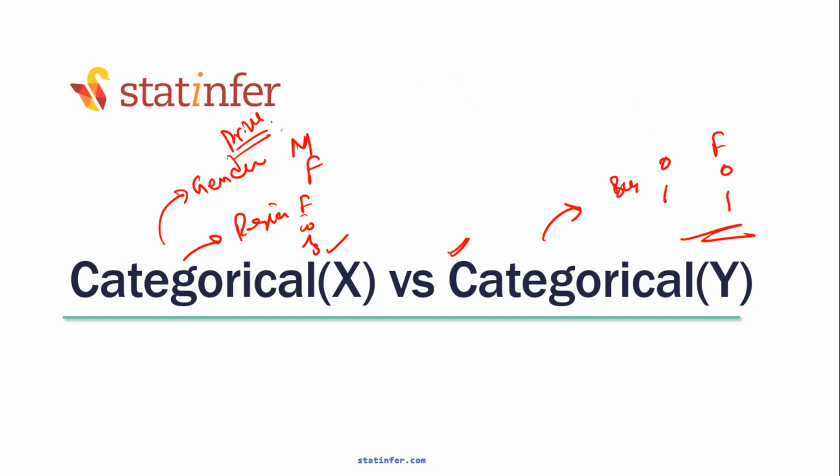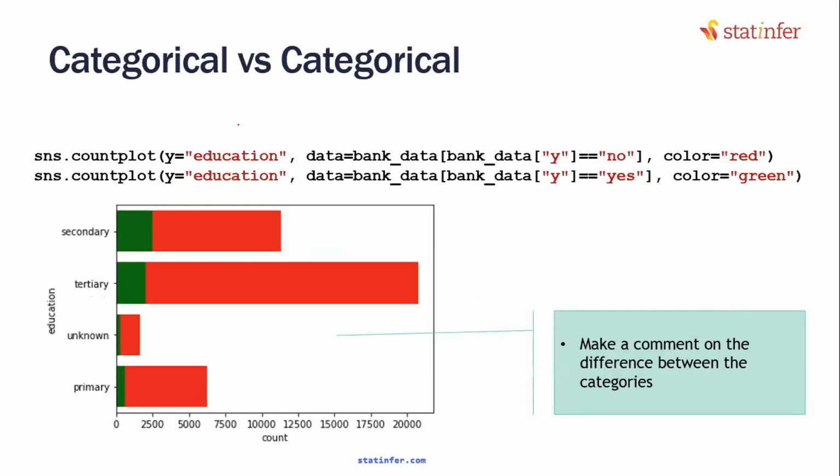From the point of view of visualization, suppose you have the target variable, whether the customer will buy a product or not buy a product, and you have another variable called customer education: secondary, tertiary, unknown, primary. For each of these, you can create a bar chart.